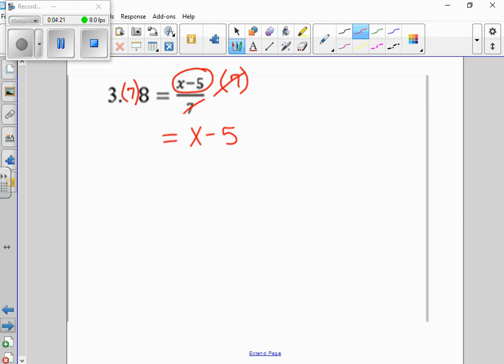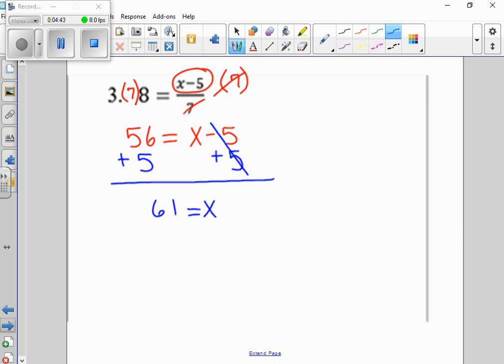I'll bring down my equal sign. 7 times 8 is 56. And now we solve. We just have a one-step equation left. We have a minus 5. Move that to the other side. I'm going to add 5. And I can see that x equals 61.